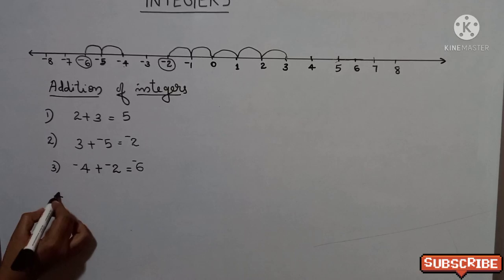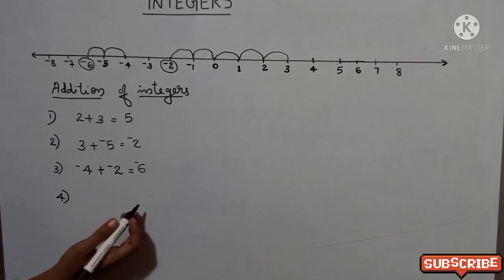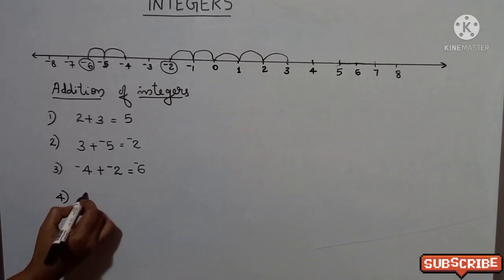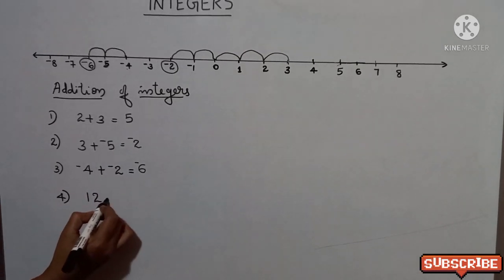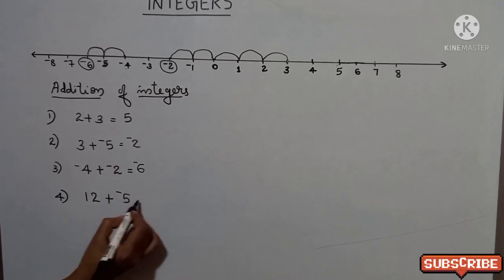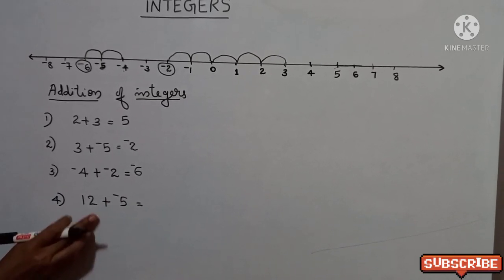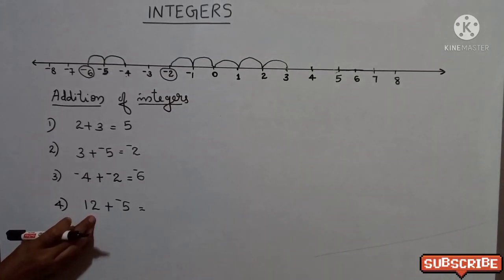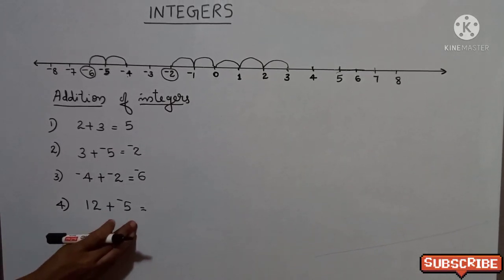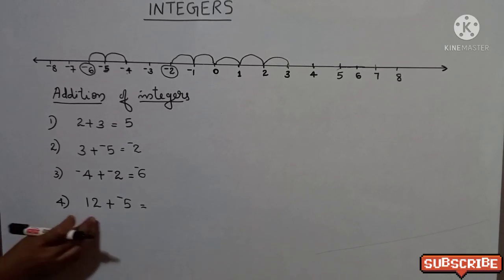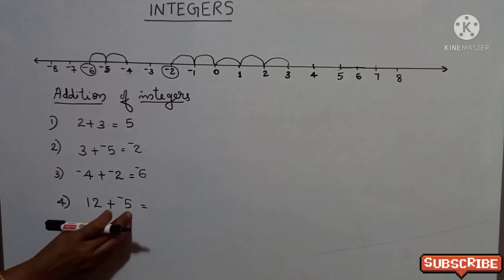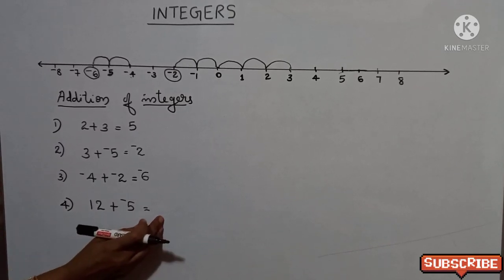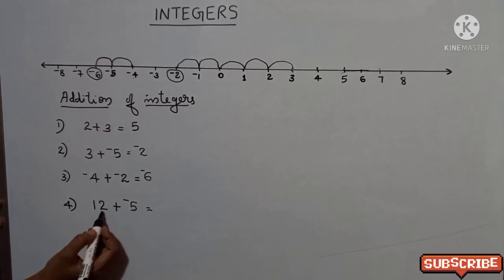Next we can do some questions. How can we add without using the number line? For that I have selected these questions. 12 plus minus 5 equal to what? We have to find the answer here. Here 12 is a positive integer and minus 5 is a negative integer. We know that the value will decrease. One is positive and one is negative. We have to move 5 times towards the left. That means the value will be decreasing, so we have to subtract.